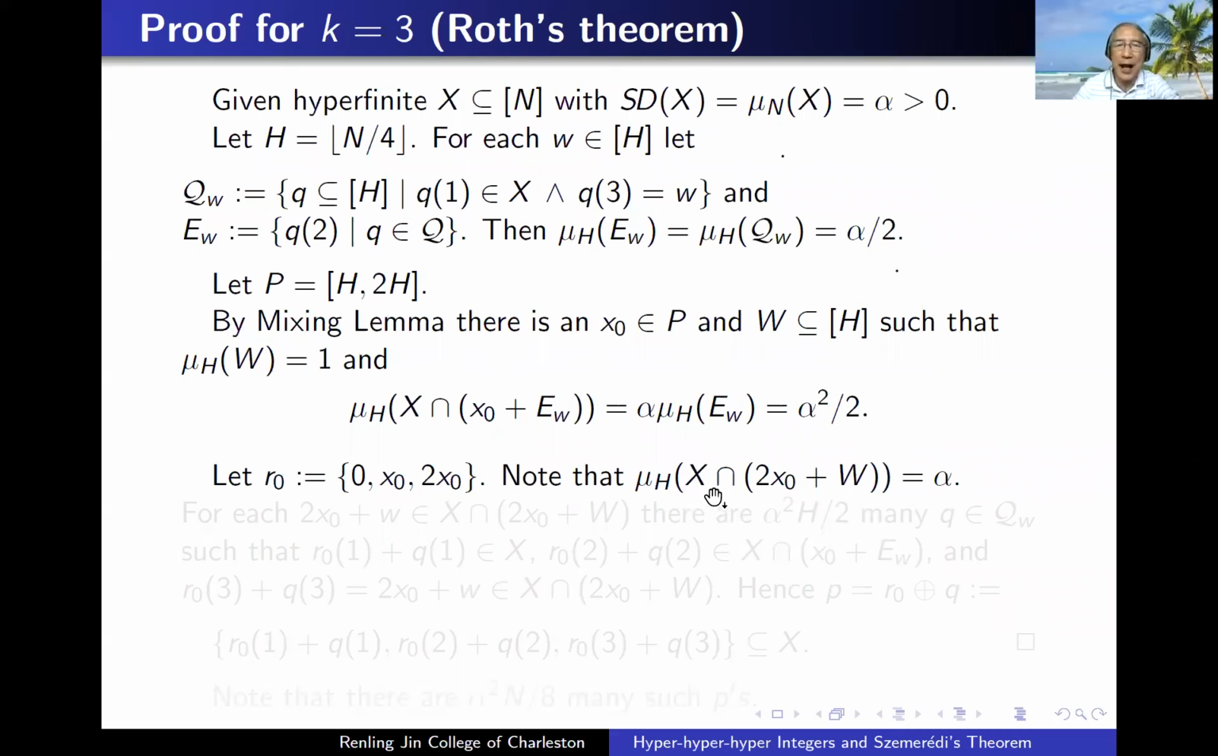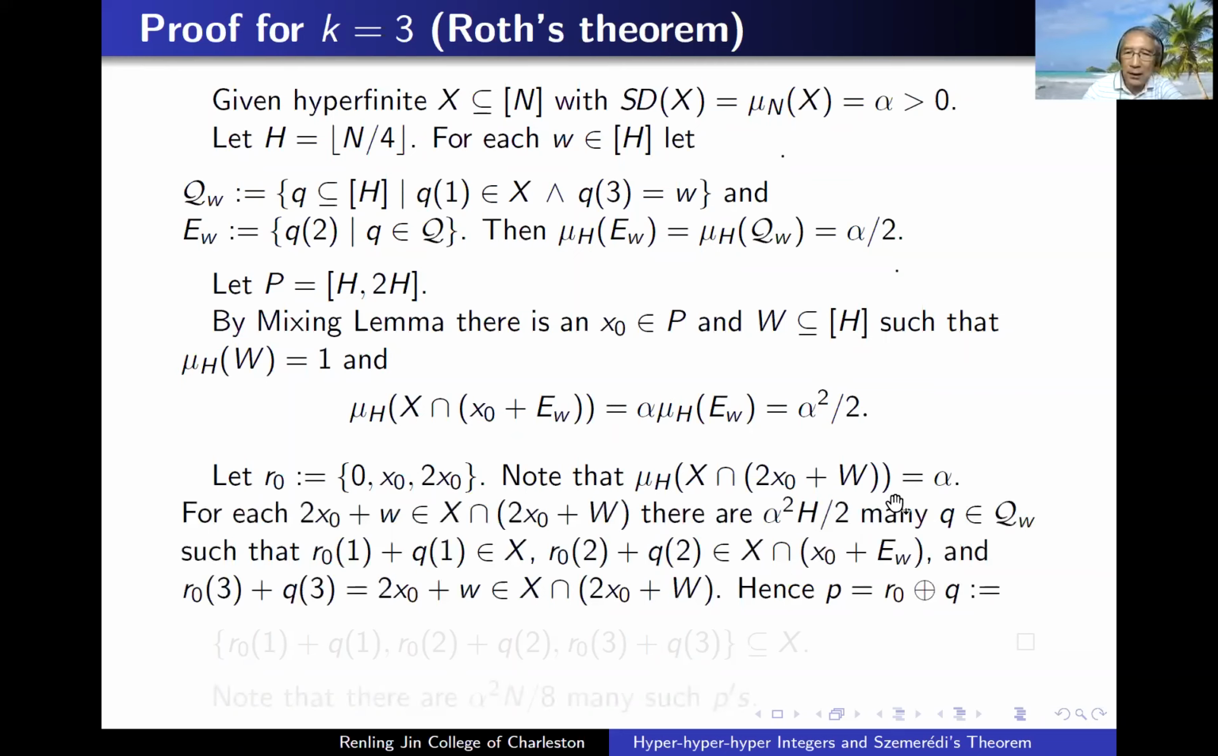The reason is because x is very uniform, because it realizes the strong upper Banach density. So the intersection will be alpha. Now we pick one element inside the set, which is the 3rd term of the AP. Then we use the mixing to pick a 2nd element in the AP. Then we use the 1st element, which belongs to X already. So we create a 3-term AP inside X.